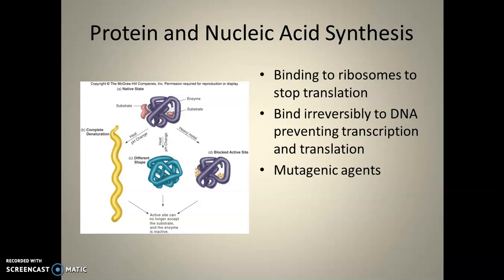So there's lots of different ways in which this can happen. You can bind to ribosomes, which can stop the translation process. You can bind to DNA, which can prevent transcription and then translation, right? You can mutate the DNA, so having some chemical that will change it. We can denature and break down the proteins. So there's all sorts of different methods. We can block active sites, right, of interacting with that protein formation and the nucleic acid formation. And again, we'll go into detail about all of these different processes in the next video.